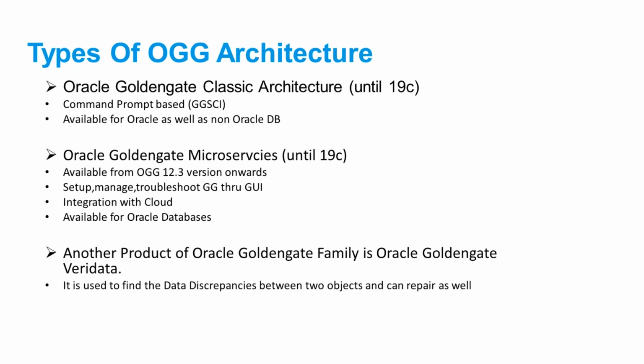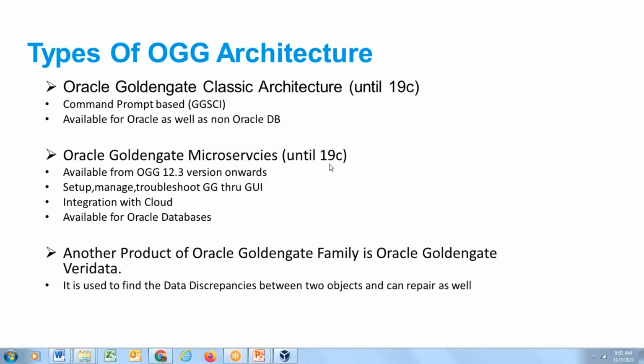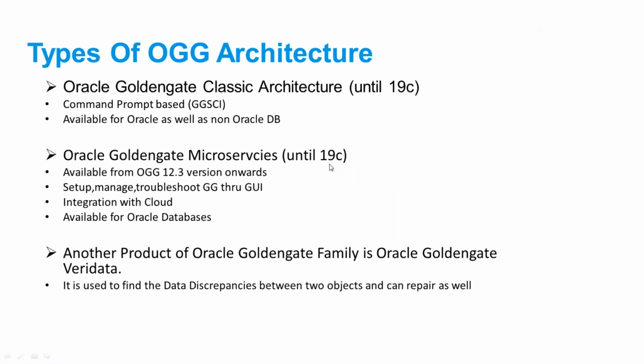So now moving to different types of Oracle Goldengate architectures. What are the different types of Oracle Goldengate architectures available? I'm talking about until 19C right now. Until 19C, there are two types of Oracle Goldengate architecture. In fact, in 21C as well, we have these two types: Oracle Goldengate Classic Architecture and Oracle Goldengate Microservices Architecture. What you see on this screen for Classic and Microservices is until 19C.